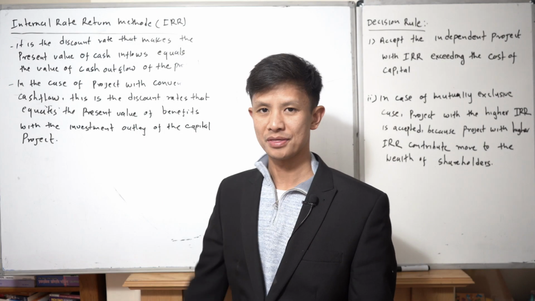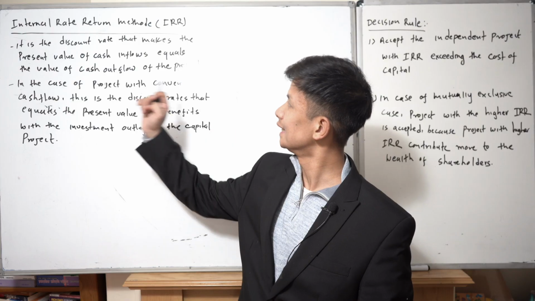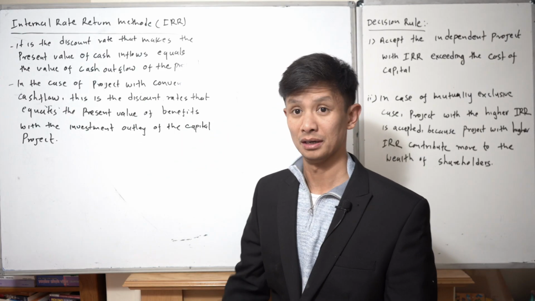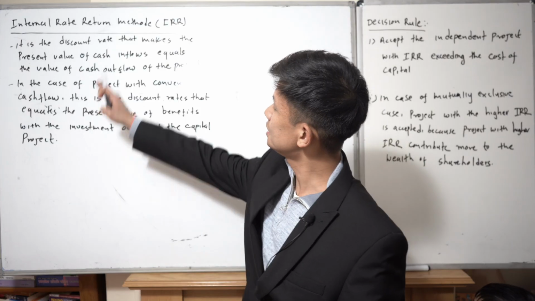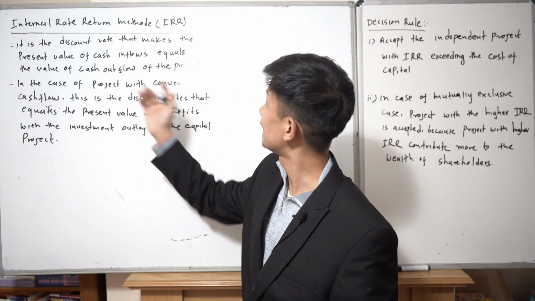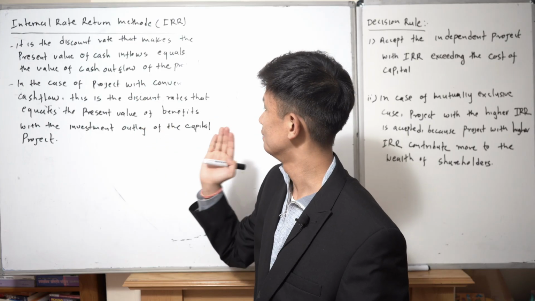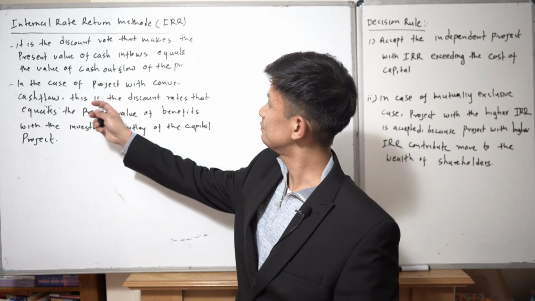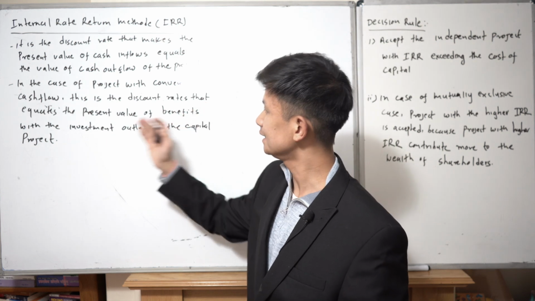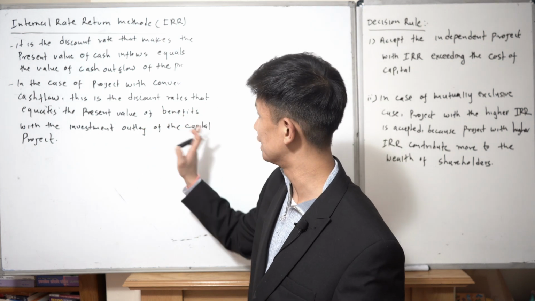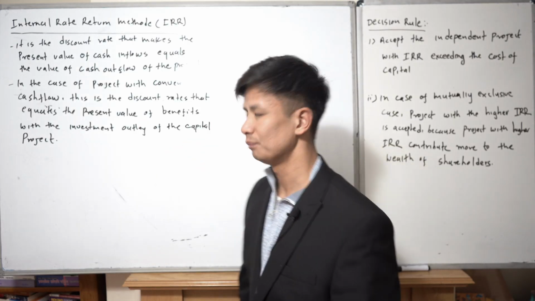Now, another very famous method, which is IRR, or internal rate of return. What is the internal rate of return method? It is the discount rate at which the cash inflows equal the value of the cash outflow of the project. And in the case of a project with conventional cash flow, this is the discount rate that equals the present value of benefits with the investment outlay of the capital project.